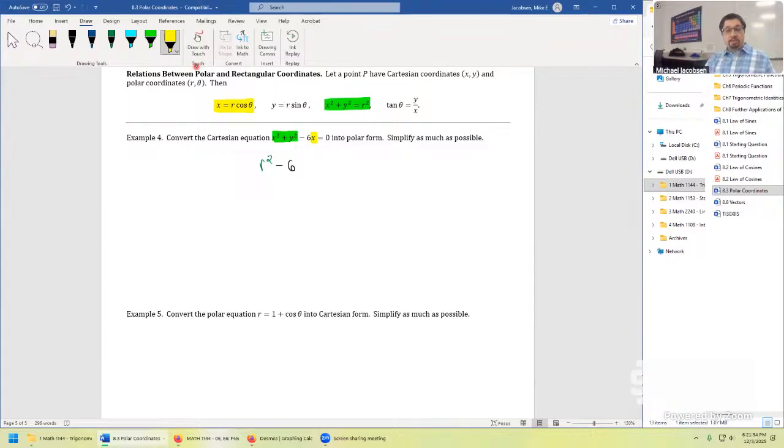But the x here, we could rewrite as r cosine theta minus 6 times r cosine theta equals 0. So those are our two substitutions. They're pretty quick. It's now in polar form. And this is where the instructions start to get a little bit vague. Now that the equation is in polar form, we want to simplify it as much as possible.